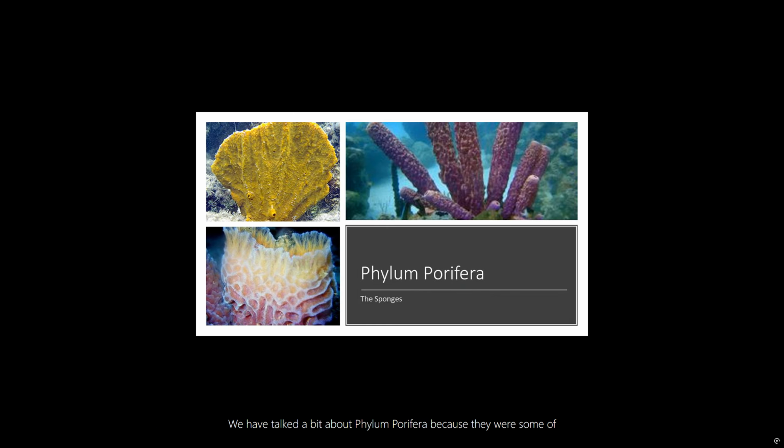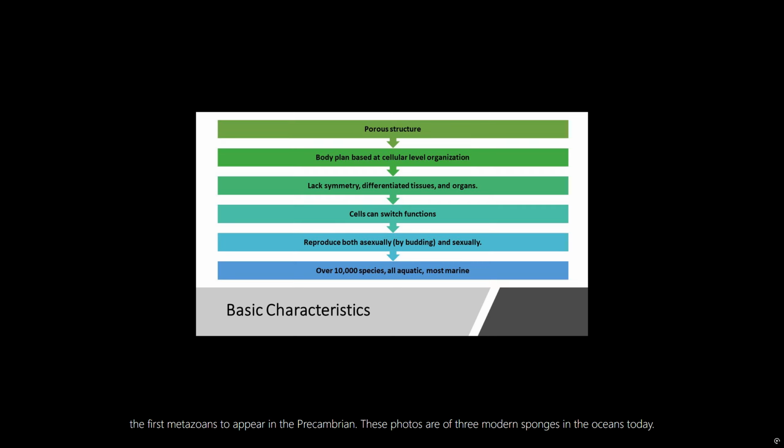We have talked a bit about phylum Porifera because they were some of the first metazoans to appear in the Precambrian. These photos are of three modern sponges in the oceans today. The basic characteristics of sponges include a porous structure with a body plan organized at the cellular level. They lack symmetry, differentiated tissues, and organs. The cells can switch functions from food gathering to reproduction, and they reproduce by both asexual and sexual methods. There are over 10,000 species, all of which are aquatic, and most of those are marine.